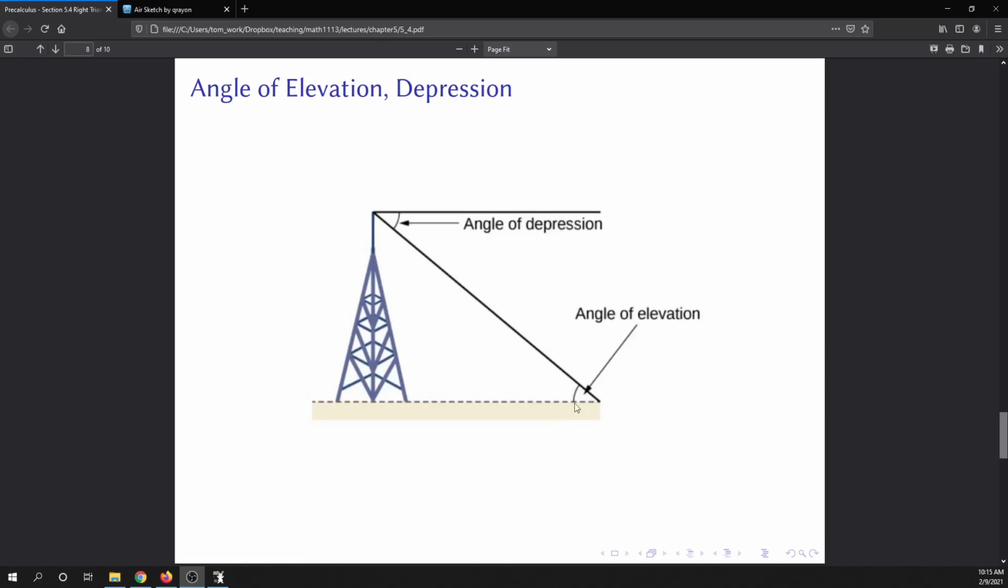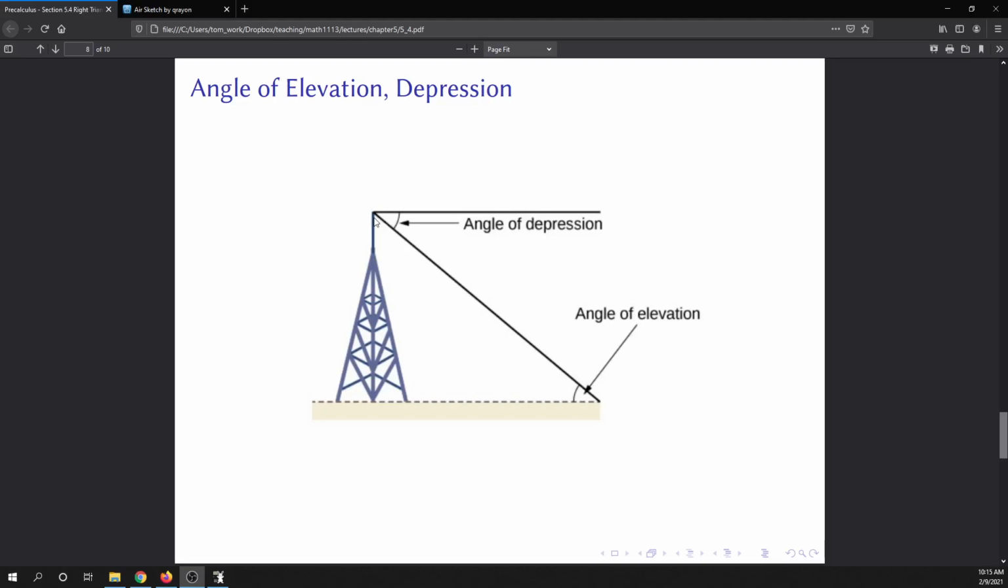So the angle from horizontal to the line of sight from the person's eye, right, up to, or from wherever could be a measuring device or something, right? But the angle from the horizontal up to the line of sight up to the top of whatever it is that's being measured. Okay, so that's the angle of elevation.